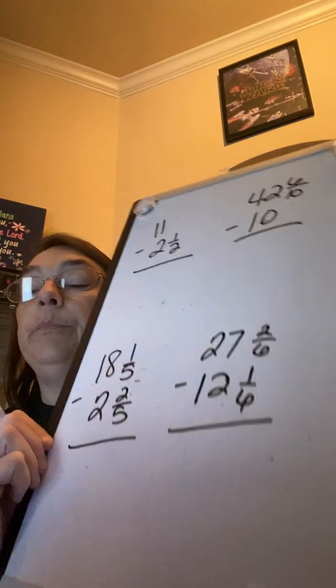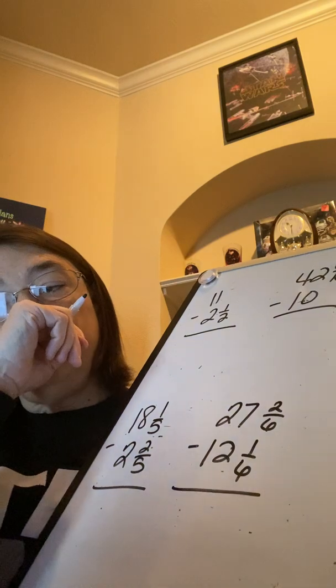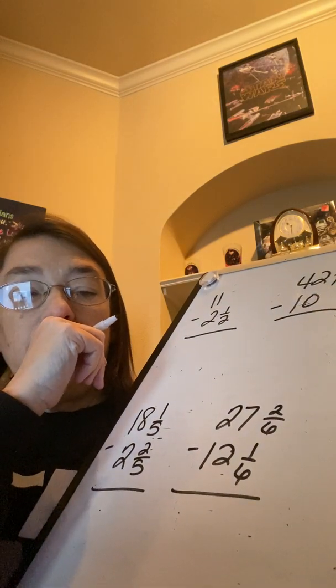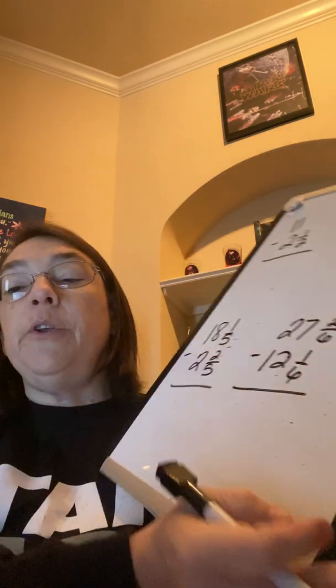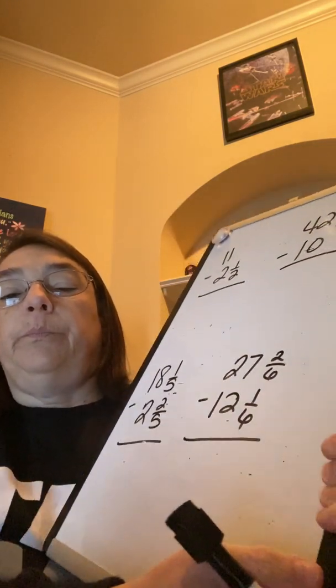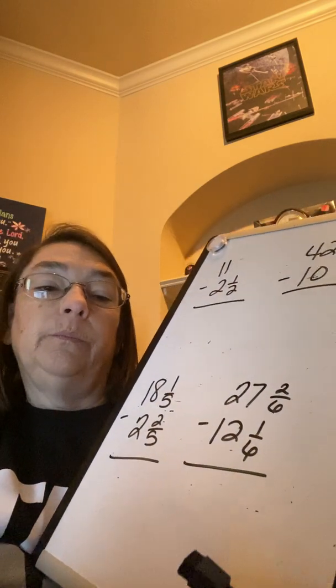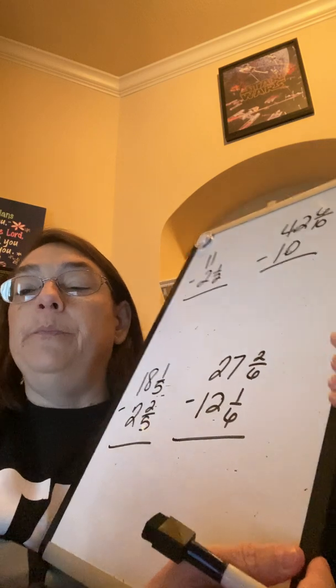All right. Number 13. Yes. What was number 12? 1 and 1/4. Mine says 2 and 1/4. You didn't change that 3 to a 2 when you regrouped.